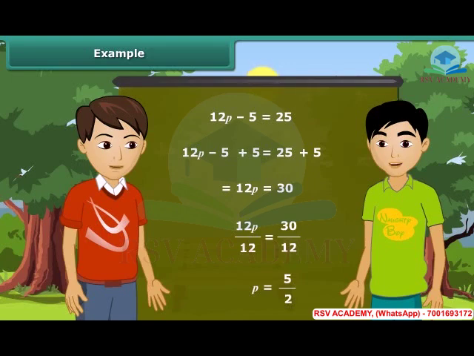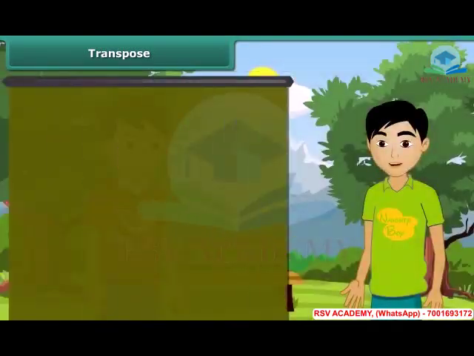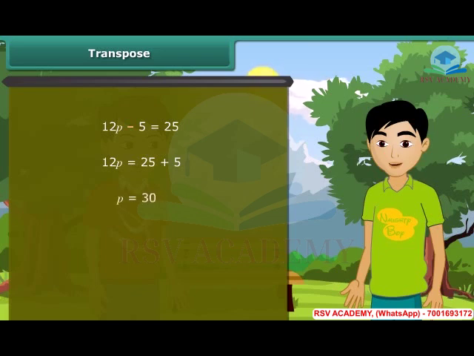Very good. Do you know that we can solve these problems by transposing also? What is transposing? Come, I'll explain to you. Transposing means changing side. For example, in this example, we have changed the side of 5. And when we transpose any number, we change its sign. Plus becomes minus. Multiplication becomes division. And now by transposing 12, p becomes 30 divided by 12.